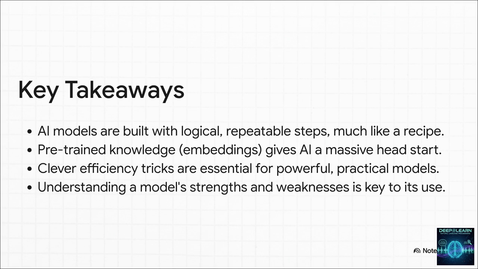Second, starting with pre-trained knowledge, like those word embeddings, is an unbelievable shortcut. It gives the AI a massive head start. Third, those little efficiency tricks, they're not just nice to have, they are absolutely essential to make these powerful models practical for real-world use. And finally, no AI is perfect. The real key is knowing what it's good at and what it's bad at, so you can use it effectively.